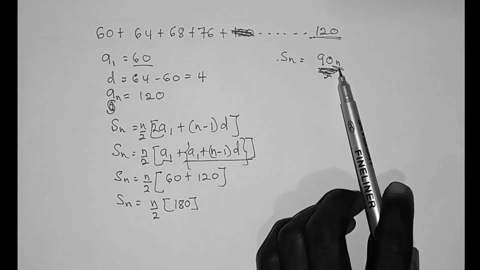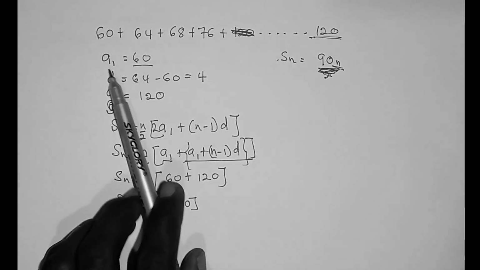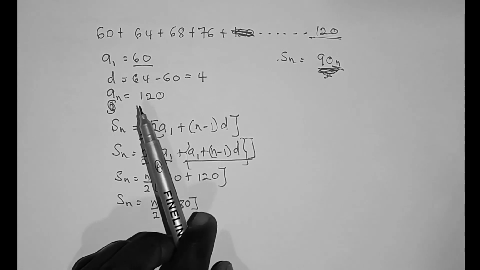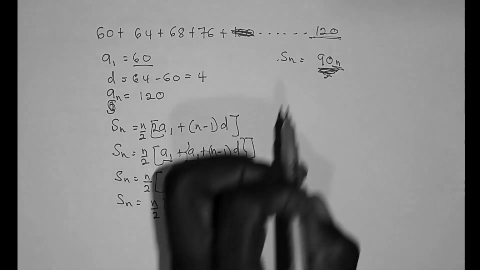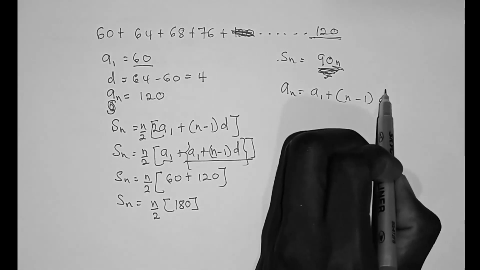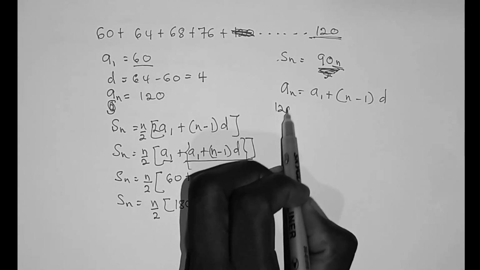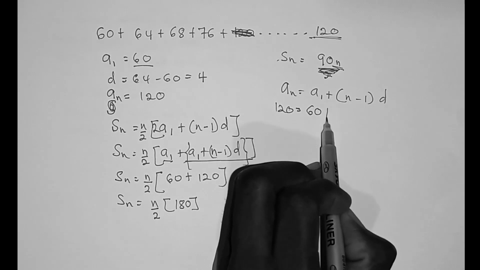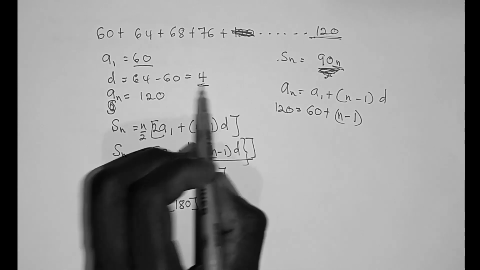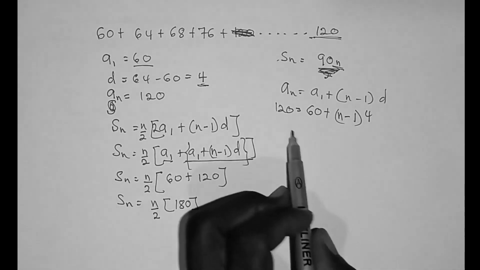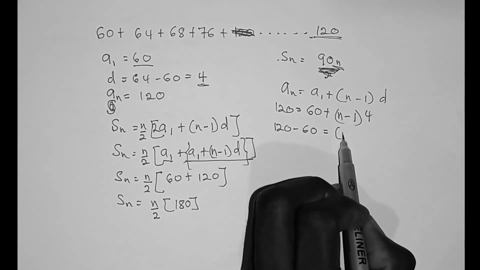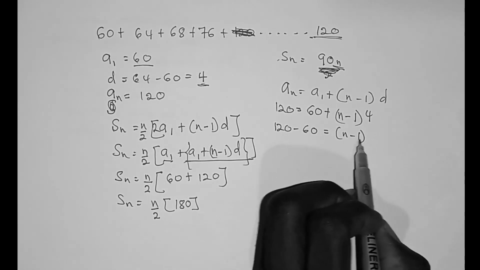But we don't know the total number. However, we're given the last number, which is an. So let's write the formula for finding the nth term of a sequence to find the total number. We know that an is equal to a1 plus (n minus 1)d. An is 120, and then a1 is 60 plus (n minus 1) times the common difference. The common difference is 4. So in this case, 120 minus 60 equals (n minus 1) times 4.